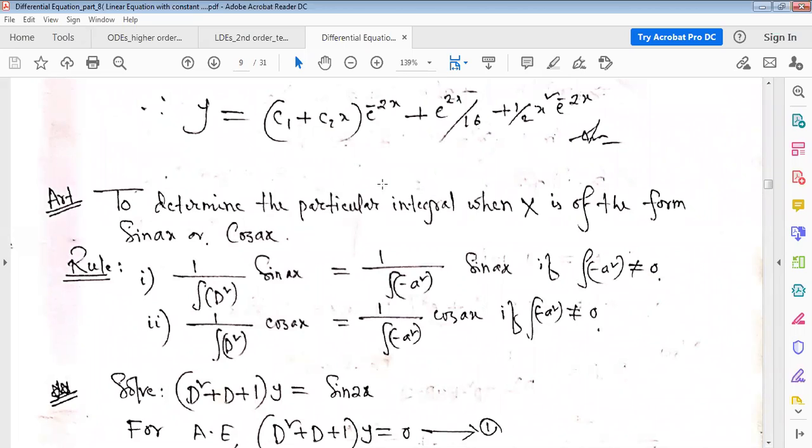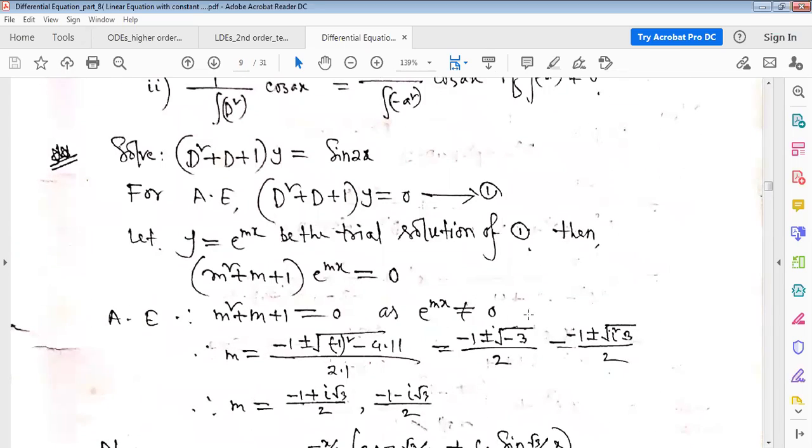To determine the particular integral when the right hand side is sin x or cos x, then we have to put D square equal to what? Coefficient square, that is minus a square. Coefficient a comes from the coefficient, minus a square. Understand? Where f of minus a square will not be equal to 0 because it is the denominator. Now just trying to solve this example.